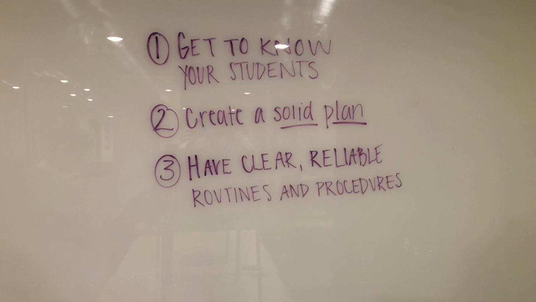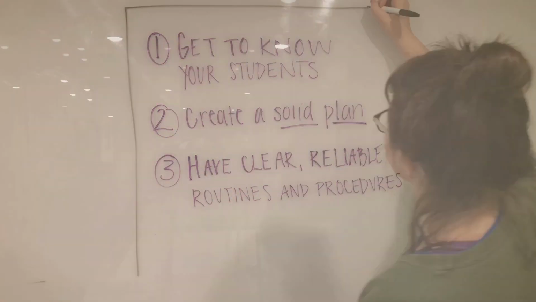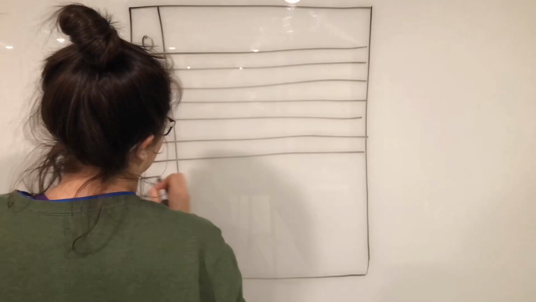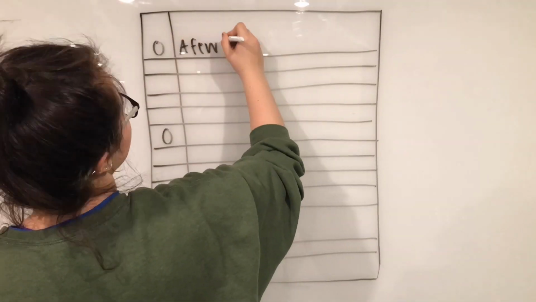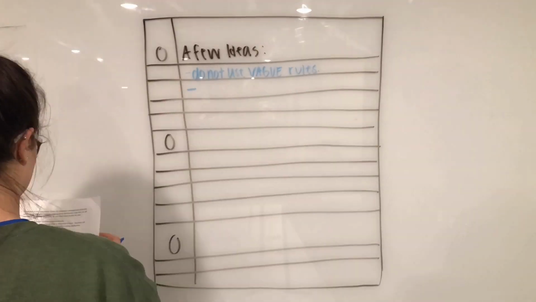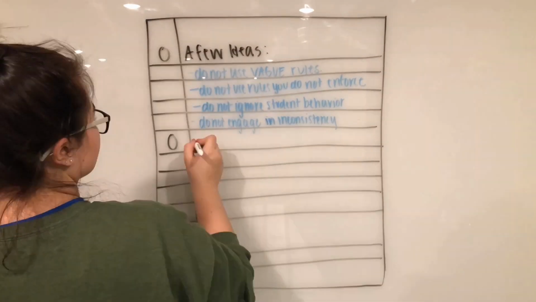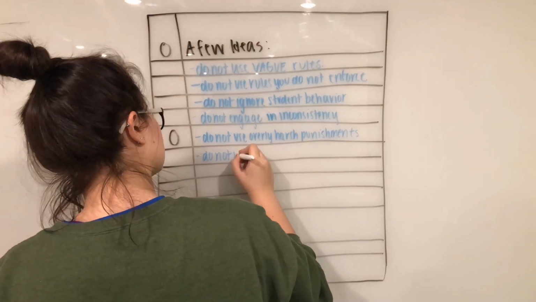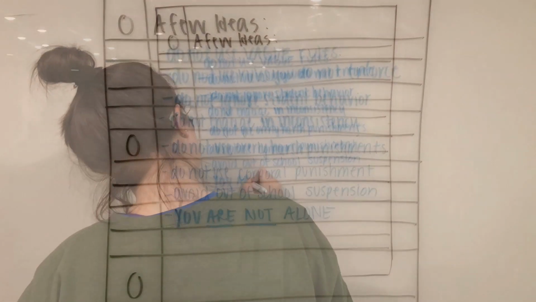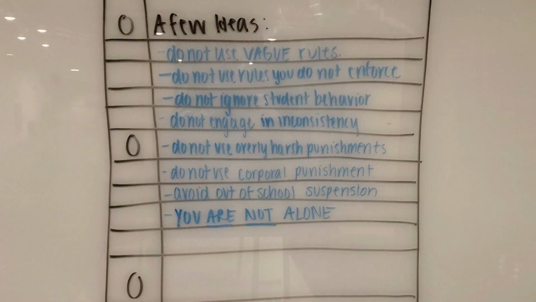Finally, have a clear, reliable routine and procedure. Kids feel safe when they know what is expected of them. A few ideas include: do not use vague rules. Giving your students specific rules to follow will decrease confusion about what they should and should not do. Do not have rules that you are unwilling to enforce. Students will recognize your lack of attention to a rule you do not enforce in the classroom.